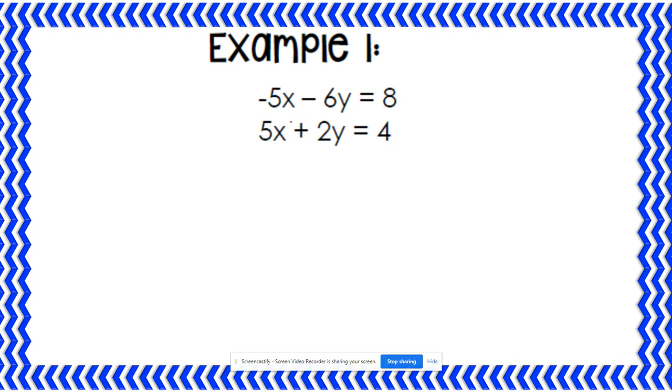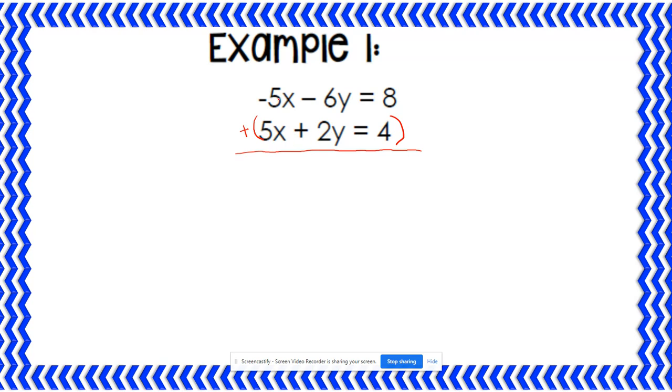In this example, I have negative 5x minus 6y equals 8, and I have 5x plus 2y equals 4. I notice that in my first equation, my x value has a coefficient of negative 5, and in my second equation, my x value has a coefficient of positive 5. I know that because these are opposites, I can add them together, and that would create a zero pair. So, to use the elimination method, once I have found a zero pair, I'm going to take the two equations and I'm going to add both equations to each other. So both equations completely get added.